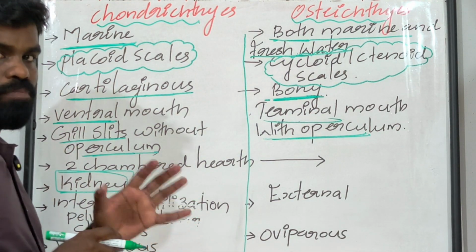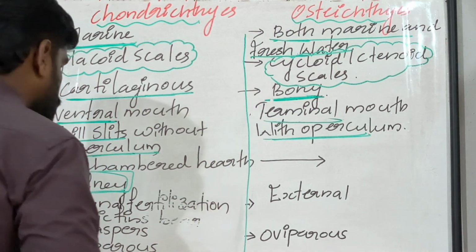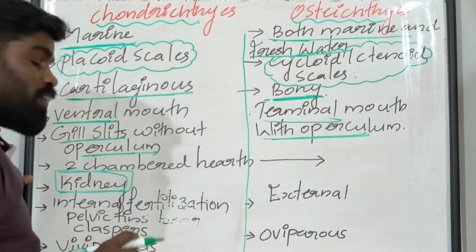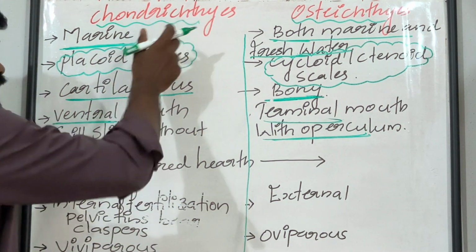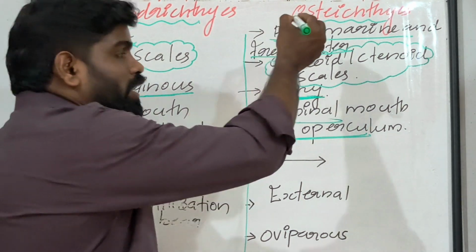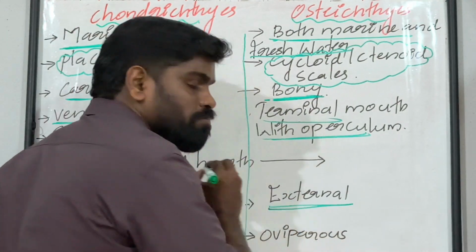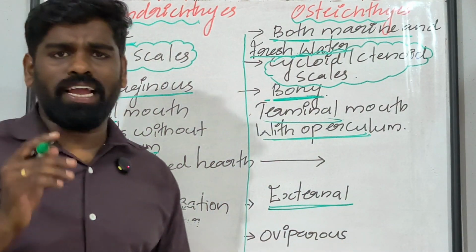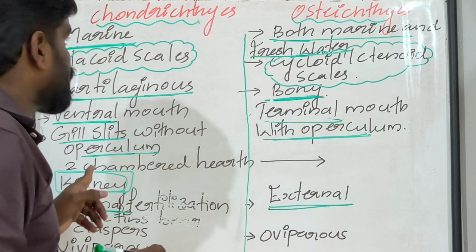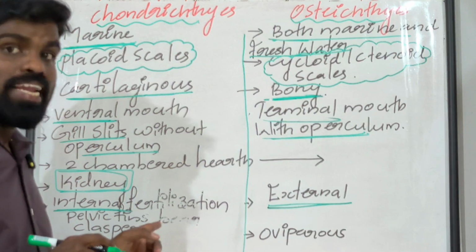Okay, kidney is actually present as an excretory or osmoregulatory organ. Now, see the fertilization. Fertilization in case of Chondrichthyes is actually internal fertilization. In Osteichthyes, it is mostly external. Fertilization in Osteichthyes is mostly external, but in case of Chondrichthyes, it is internal.